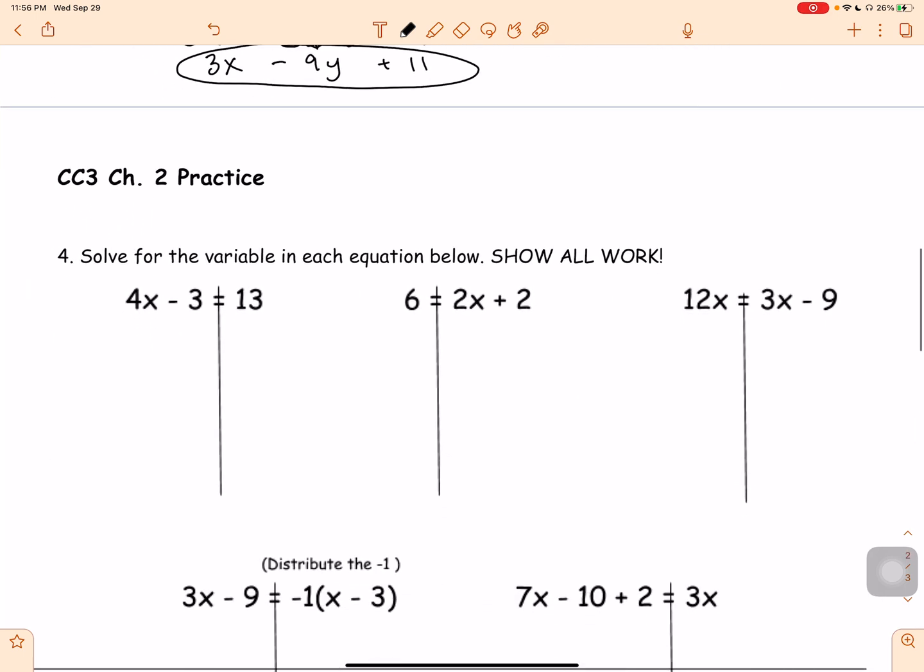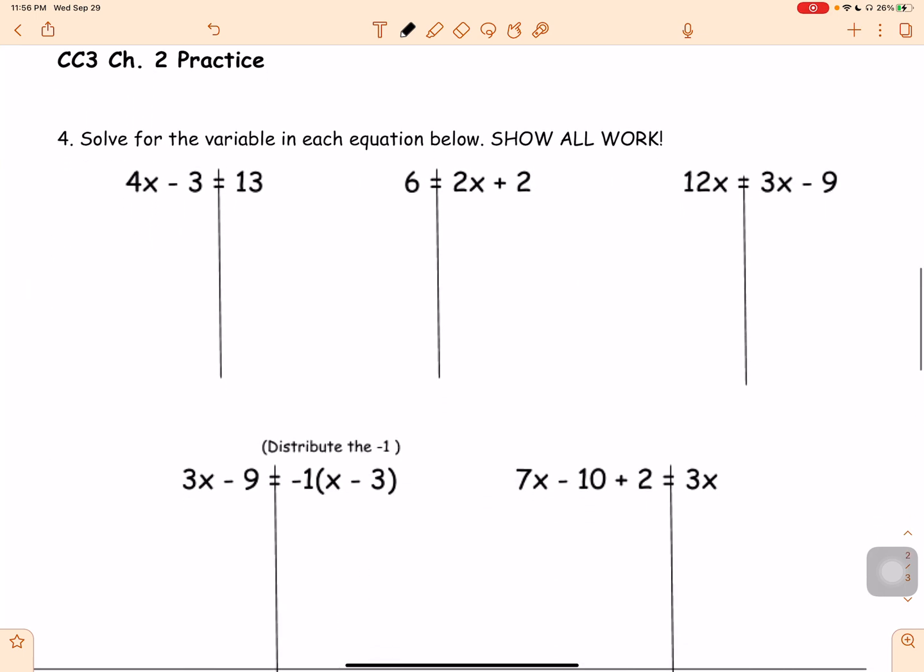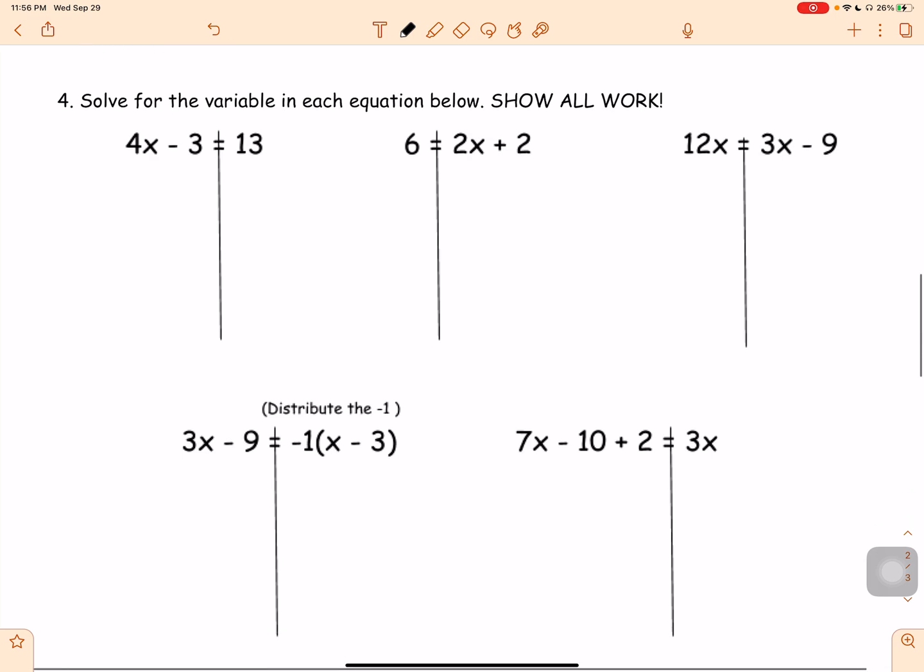All right, so number 4, these are solving equations. These are very important for you guys to practice, and they do take a lot of practice. So don't get down on yourself if you're still struggling a little bit. I'll try to walk you through the steps the best that I can. So we'll do the first one over here, 4x minus 3 equals 13. The goal here is to solve for the variable, so it means get the variable by itself. Our variable here is x. So that's what we want all alone on that side.